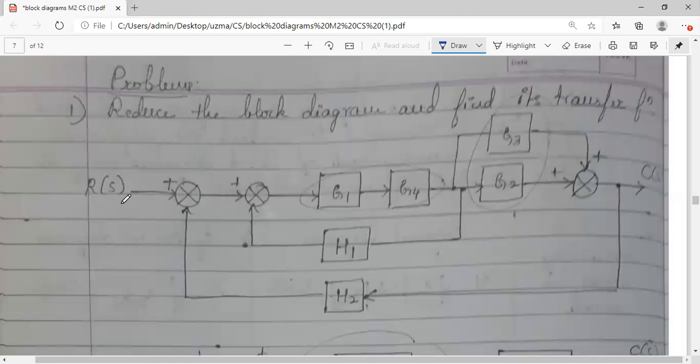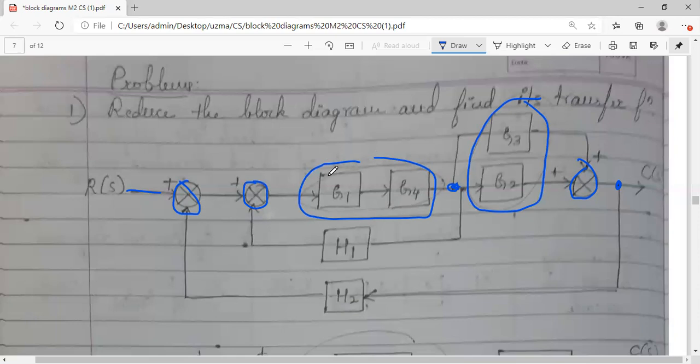Very simple problem. You can see you have an input, some summing points are there. Okay, and the takeoff points are also there. You can see there is one takeoff point, and there is one more takeoff point. So 2 takeoff points are there, 3 summing points are there. You can see here G1 and G4, they are connected in series. G3 and G2 are connected in parallel. So I have to reduce the block diagram and I have to ultimately find the transfer function.